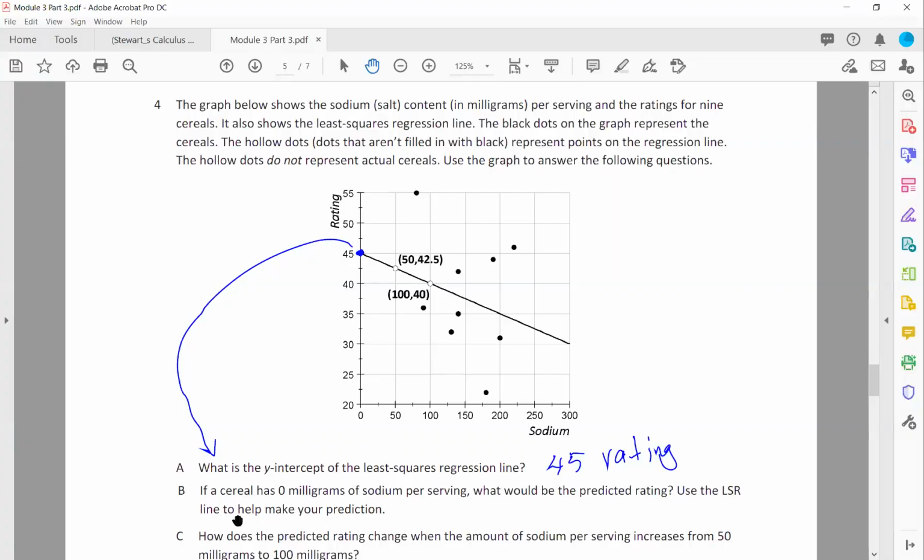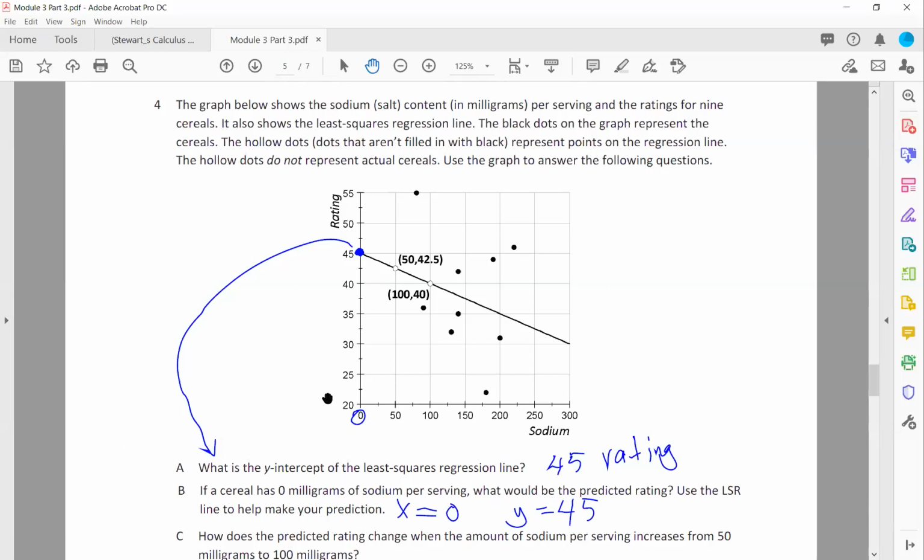Okay. If a cereal has 0 milligrams of sodium per serving, what would be the predicted rating? The point corresponding to 0 is exactly this point here. So when your x is 0, your y value is 45.